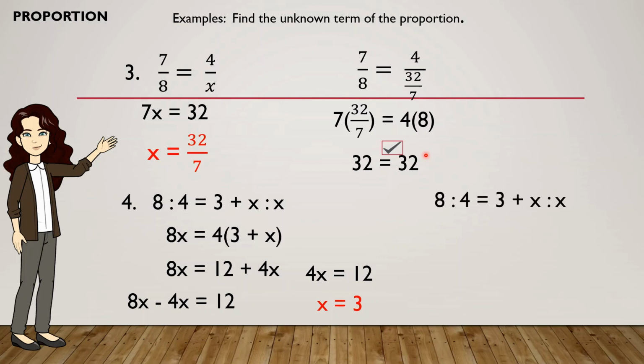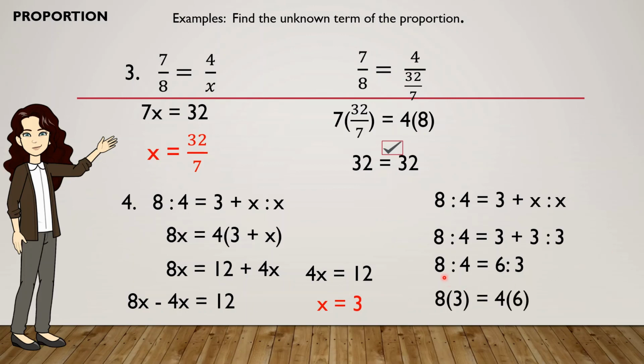Let us check now. We have 8 is to 4 is equal to 3 plus x is to x. Substitute the value of x, and it becomes 8 is to 4 is equal to 3 plus 3 is to 3. Then solve. 3 plus 3 is 6, so 6 is to 3. Then get the product of the means and extremes. The extremes are 8 times 3, which is 24. Then 4 times 6, the means, is 24 also. Check. So our answer is correct.